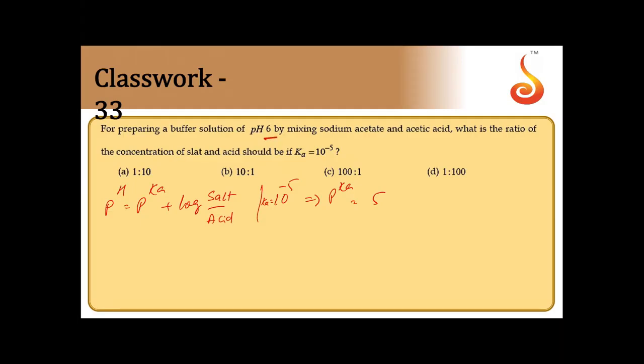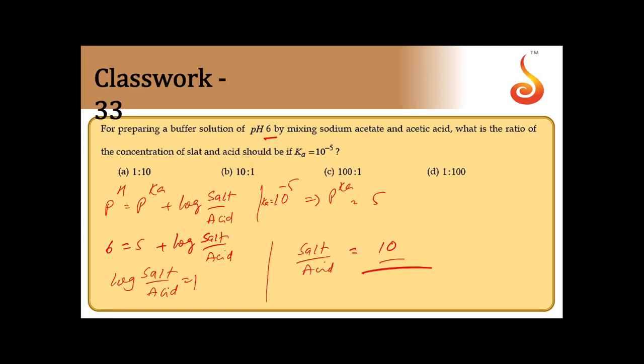Now applying the formula, buffer pH is 6. So 6 is equal to 5 plus log of concentration of salt by acid. Therefore log of concentration of salt by concentration of acid is equal to 1. Therefore salt by acid concentration will be equal to antilog of 1, which is equal to 10. So 10:1 is the answer. So answer is option B, 10:1.